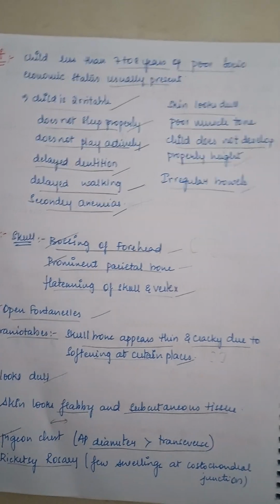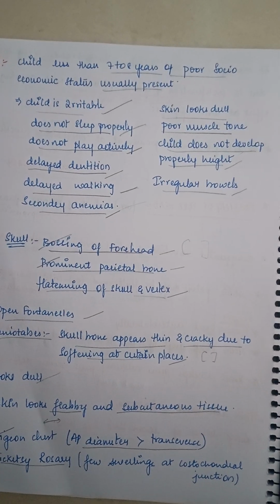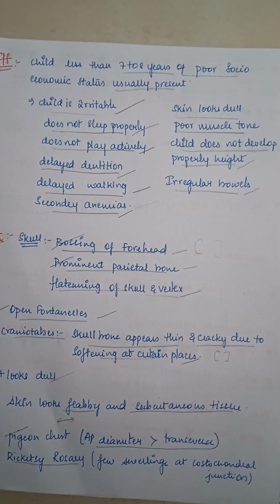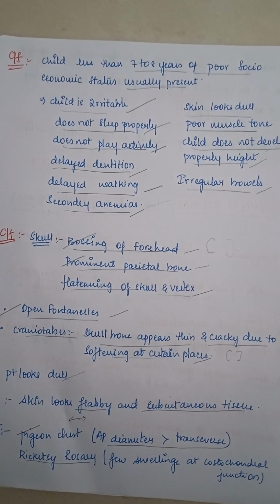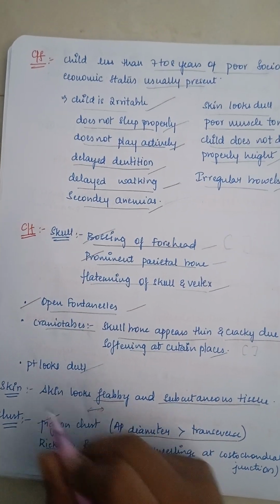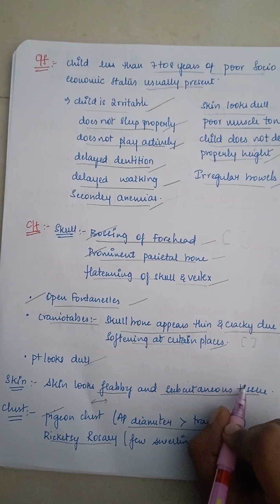What is craniotabes? You might be having a doubt. Craniotabes is nothing but the skull bone becomes thin and crackly due to softening at certain areas. This is known as craniotabes. Patient looks dull. Now come the skin changes. In skin changes, skin usually becomes flabby and subcutaneous tissue is also involved.